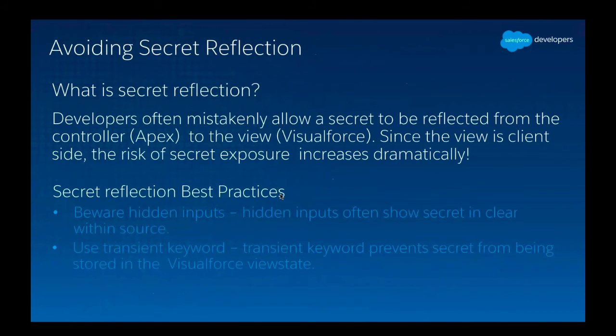And the last thing is to avoid secret reflection. Beware of hidden inputs when you're writing code. You shouldn't use hidden inputs as the only way to protect your secrets from users, because users can still see those secrets in the code of the page even if they are not seeing them in the UI. And use the transient keyword when you're dealing with the secret in Apex code, which prevents the secret from being leaked in the view state.